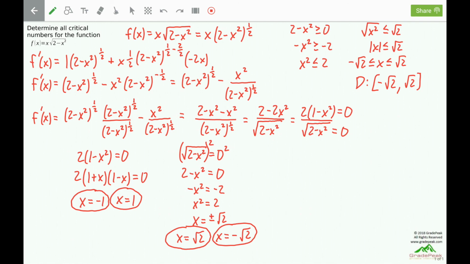And there are 4 critical numbers for the function. x equals negative 1, x equals 1, x equals the positive square root of 2, and x equals the negative square root of 2.